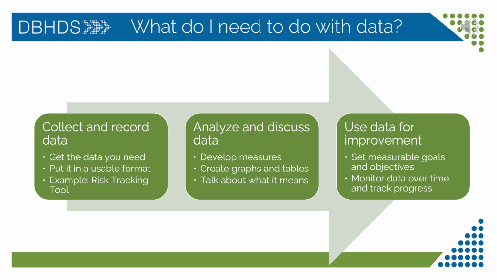At a high level, here are the things you need to do with your data. First, you need to collect and record data. This entails getting the data that you need, putting it into a usable format. An example of this might be using the risk tracking tool. Then you need to analyze and discuss your data. This involves developing measures, creating graphs and tables, and talking about what it means with your team. And then, finally, you will use your data for improvement. This entails setting measurable goals and objectives, monitoring your data, and tracking progress over time as you make your improvement strategies.